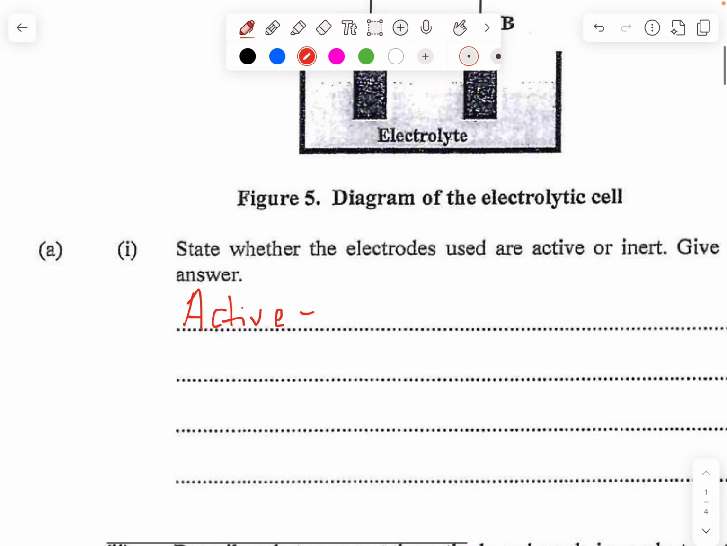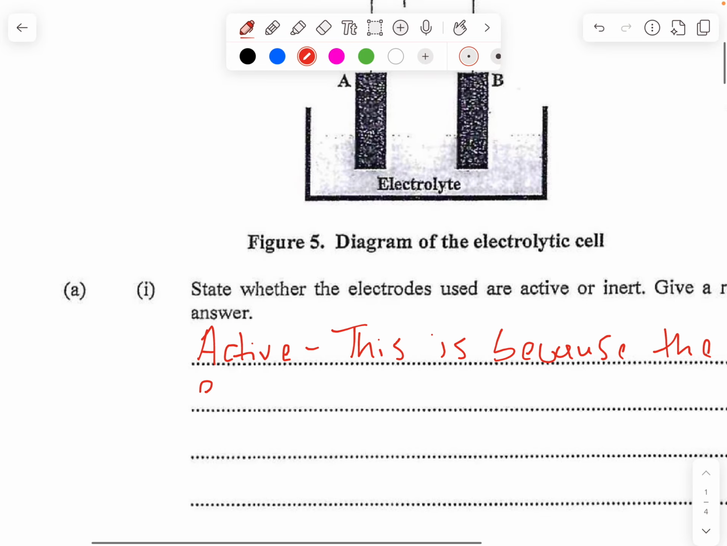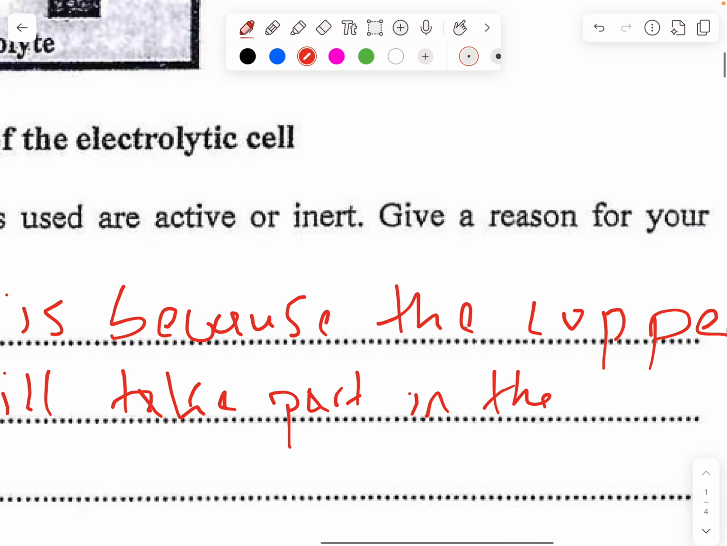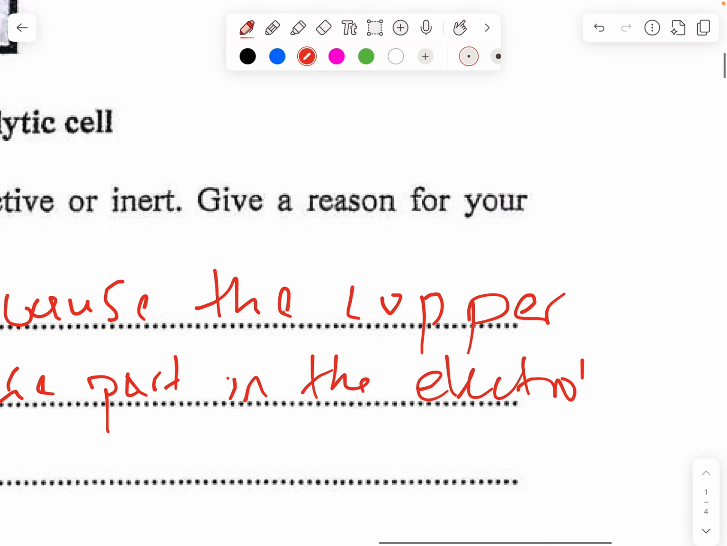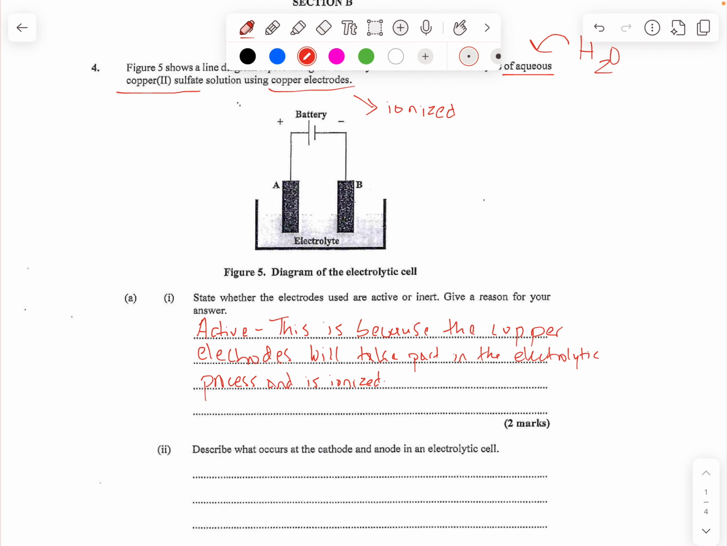The electrodes are active. This is because the copper electrode will take part in the electrolytic process and is ionized. Simple, right?